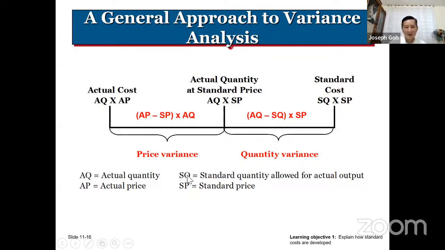So as you see, it's the standard quantity allowed for actual output, SQ. That is the quantity management already set, and then at the standard price. So it's just a summary of the table already. I hope you will not get lost, because later we go to material price variance, labor variance, and overhead. You will see more and more.